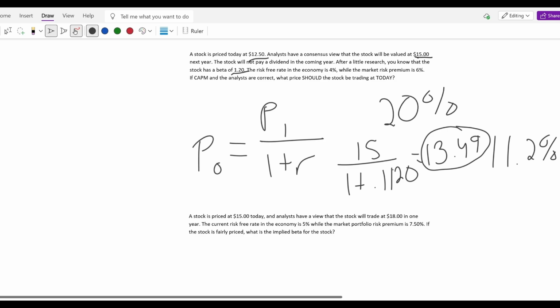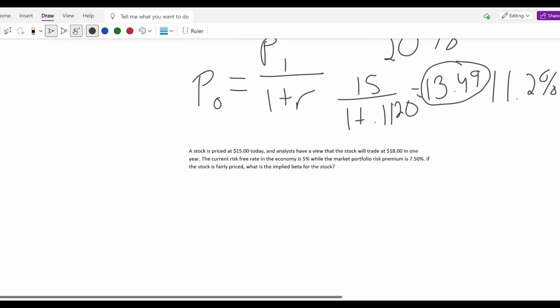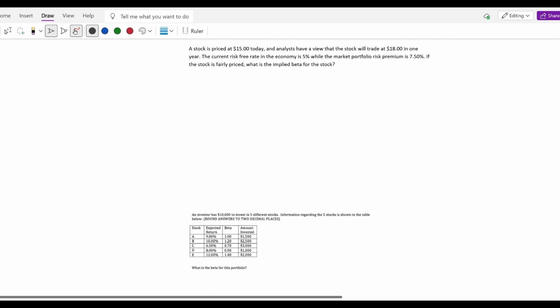But since the stock is trading at $12.50, this means that the stock is undervalued and that you should buy it, because if the predictions come true of what you think the stock should be valued at, then the stock is trading undervalued right now, and there's potential for it to grow and for you to make money on your investment. Moving into the next one, which is a little bit similar.